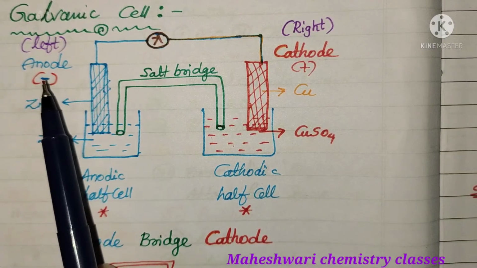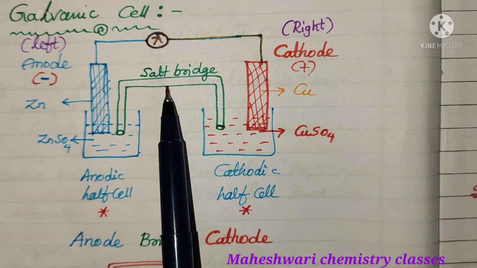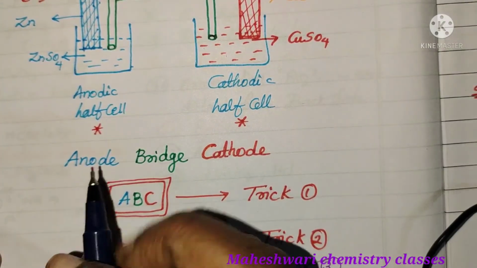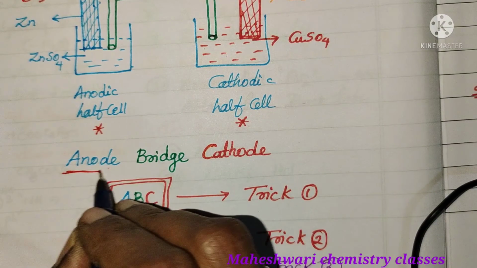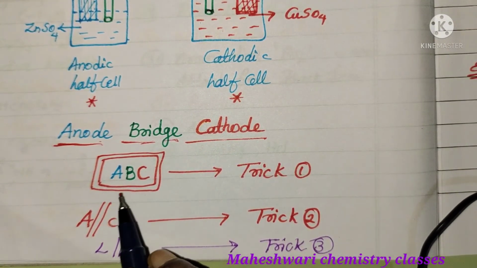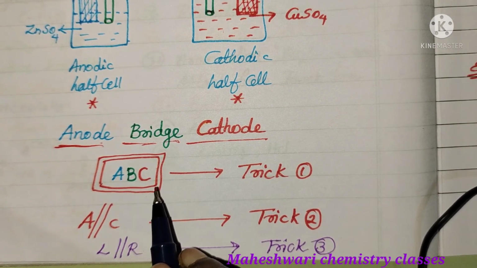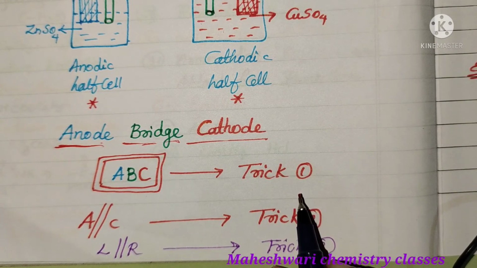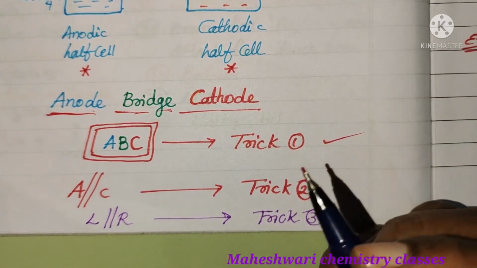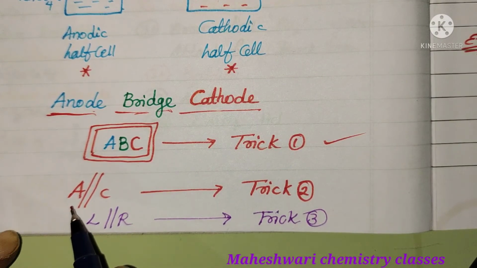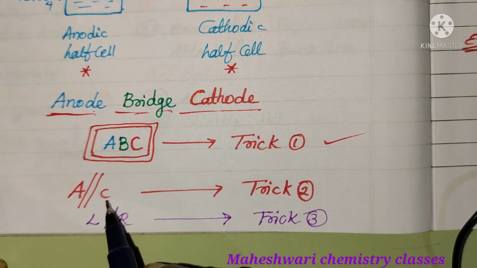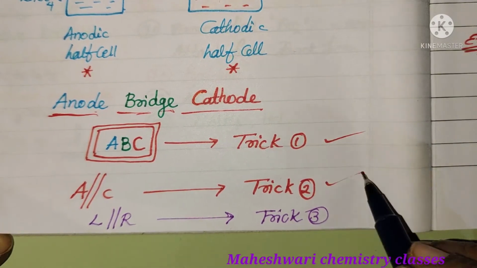In the cell, anode is on one side, the bridge is in the middle, and cathode is on the other side. Due to that reason, here I wrote anode, bridge, cathode. In which order? In alphabets, the first 3 letters A, B, C, right? So this is trick number 1. Otherwise you may remember AC. Air conditioner: here A is nothing but anode, two slanting lines are nothing but the bridge, and C is nothing but cathode. This is trick number 2.